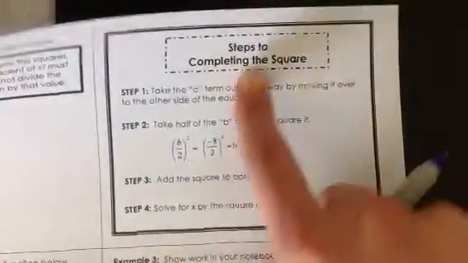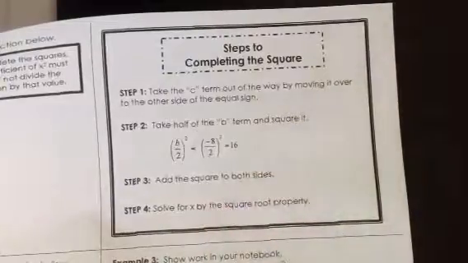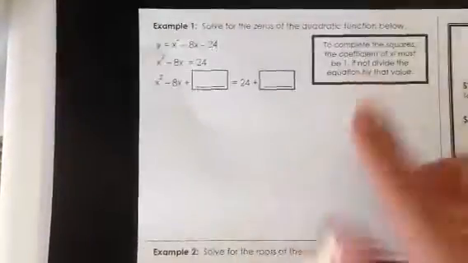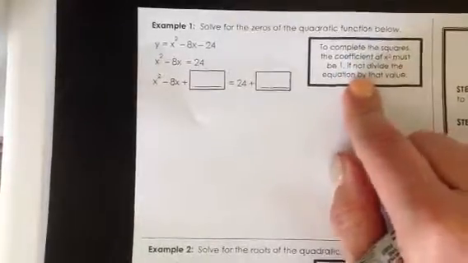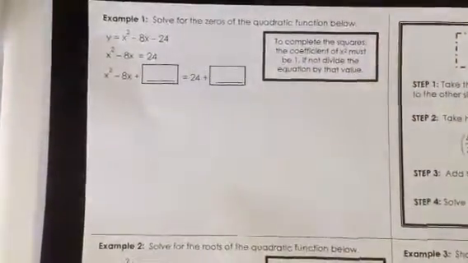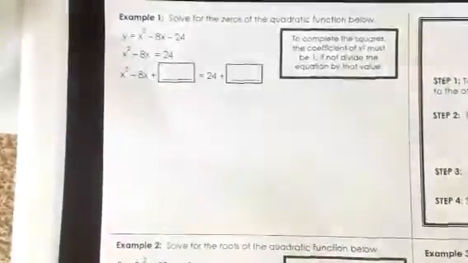Alright, here are the video notes for completing the square. I'm going to be following these steps so you can go ahead and follow along. So to complete the square, the coefficient of x squared must be 1. If not, you need to divide the equation by the value of a so that a does equal 1.